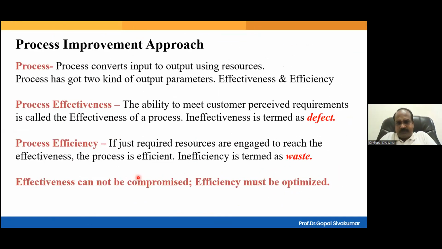So process improvement is the key. Process has got 2 parameters. Process means input, output. You all know. Input, output, and a set of activities will convert the input into output. And process has got 2 parameters. One is effectiveness. Another one is efficiency. You know what is effectiveness? When you say your process is effective, that means defects are impossible.